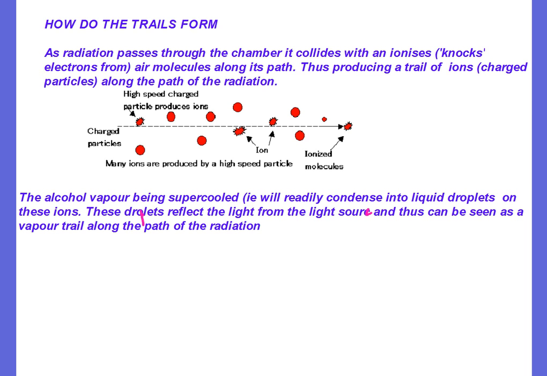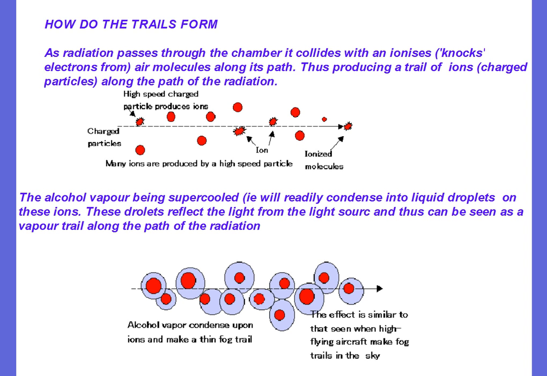So these ions are very good sites for the vapor to condense, and everywhere there was an ion along the path, little liquid droplets start forming on those ions. Everywhere the radiation's been, it leaves a trail of ions. Everywhere there are ions, you'll get droplets, and those droplets reflect the light coming in from the light source, and you can see the light reflecting off those droplets, which is like a little vapor trail where the radiation went.